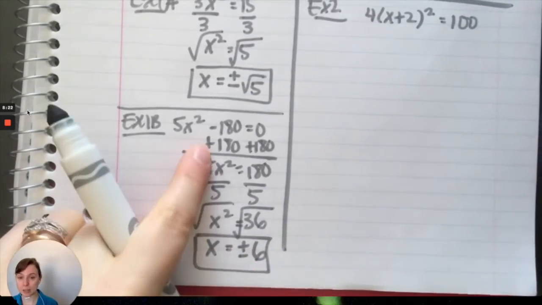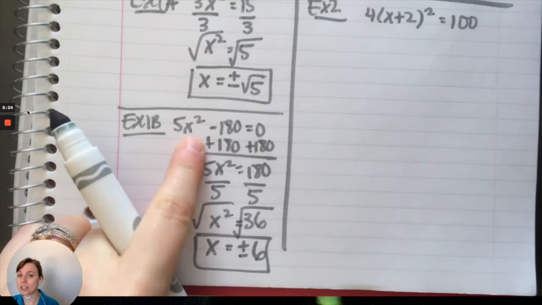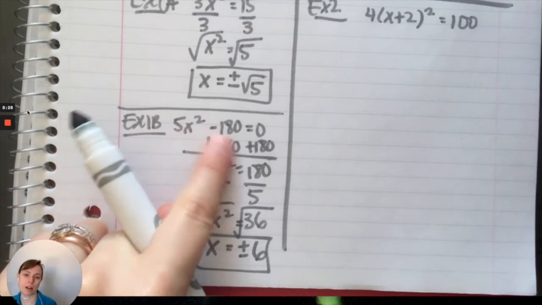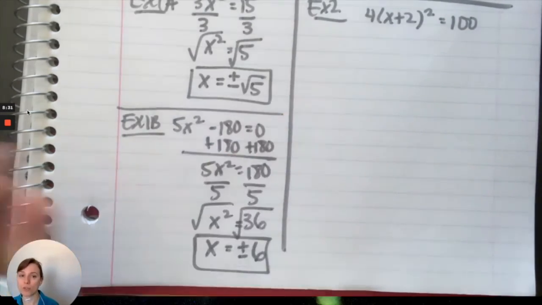All right. And then, which you can actually test, if you want to plug that 6 back in as x, see what happens. What is 6 squared times 5 minus 180? What is negative 6 squared times 5 minus 180? And you should end up with 0 both times.